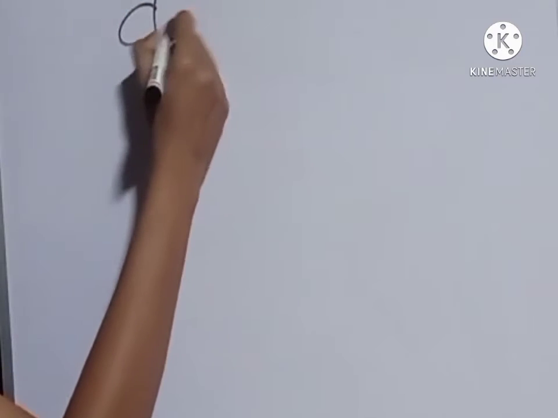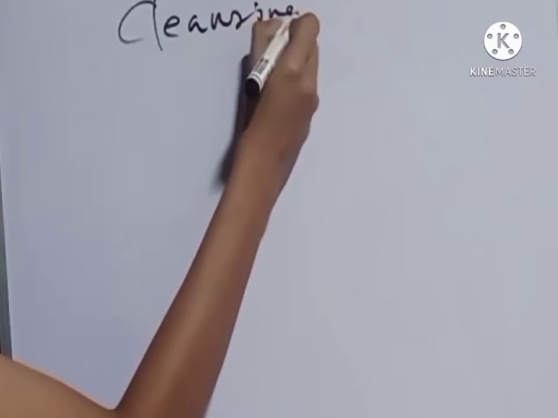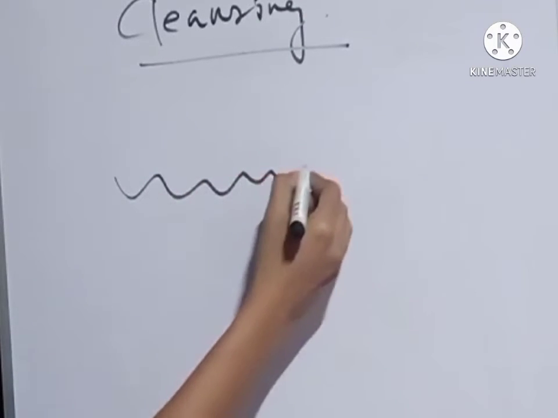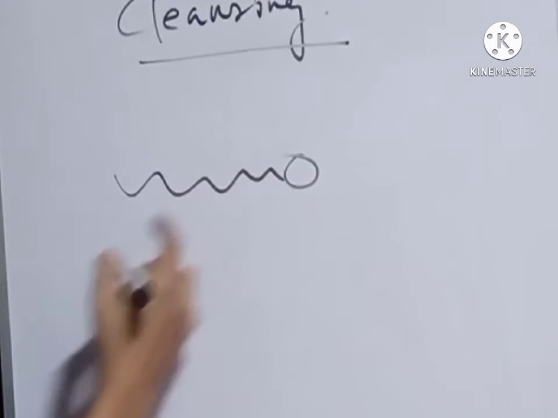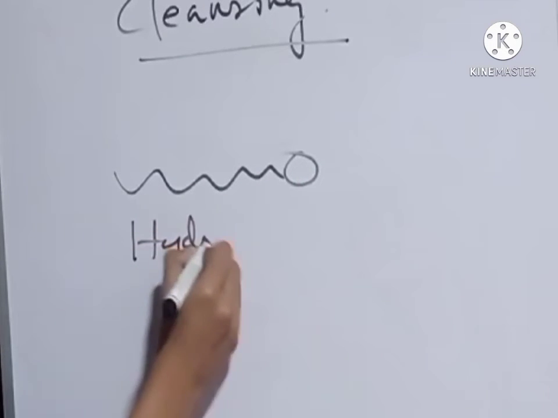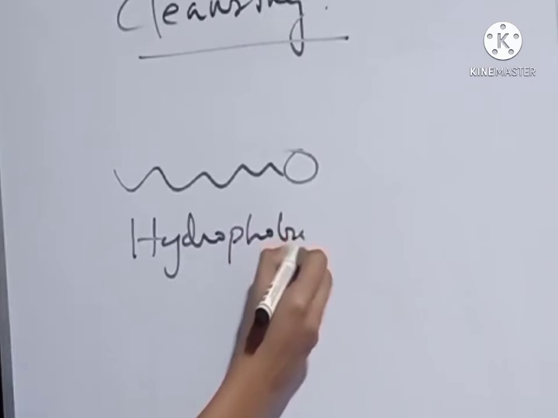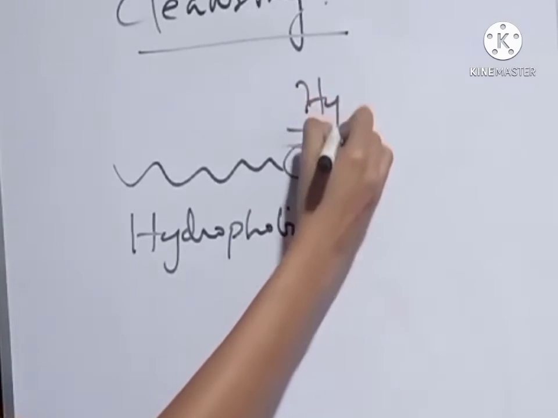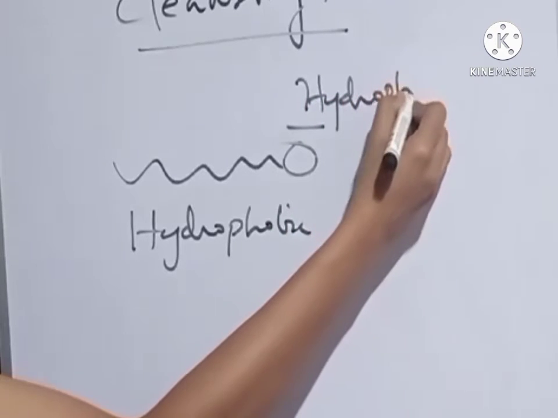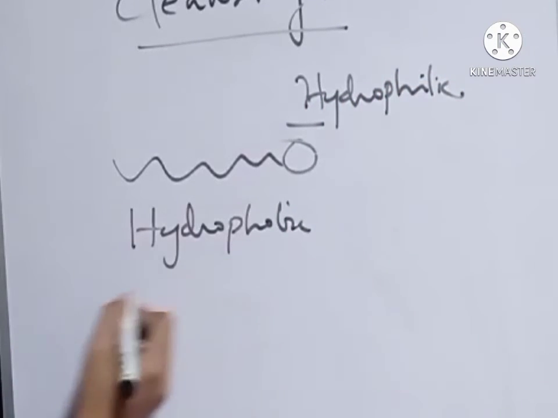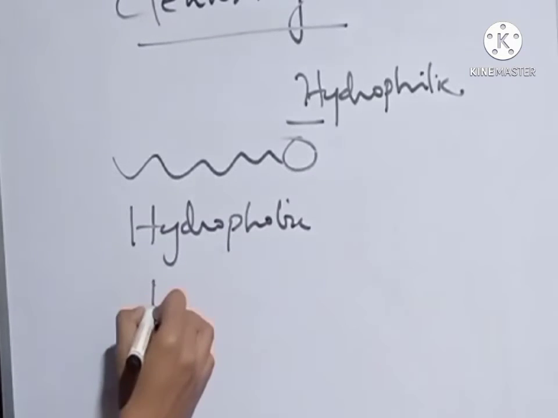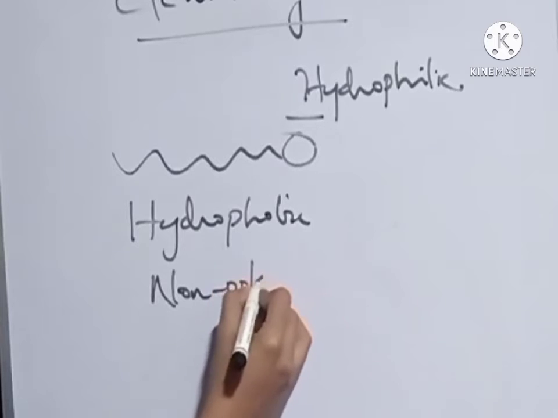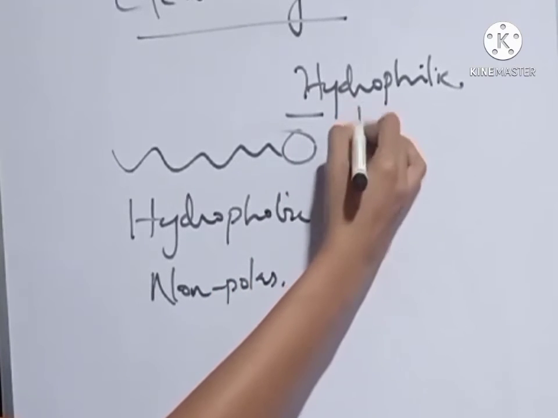If we talk about the cleansing action of soap, normally a soap molecule contains a hydrophobic tail and a hydrophilic head. This tail is hydrophobic and this head is hydrophilic. Or we can say the tail is a non-polar part in a soap molecule, it is non-polar, and the hydrophilic part is polar.